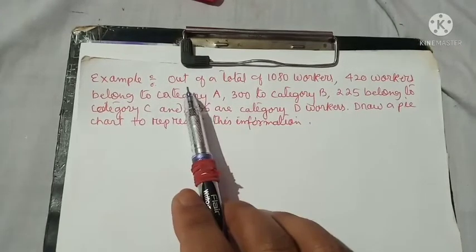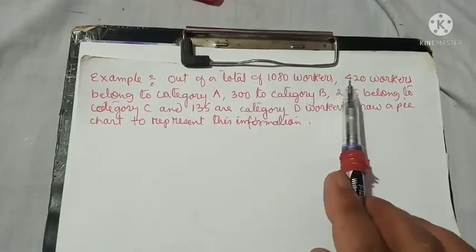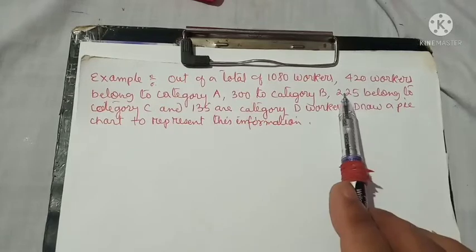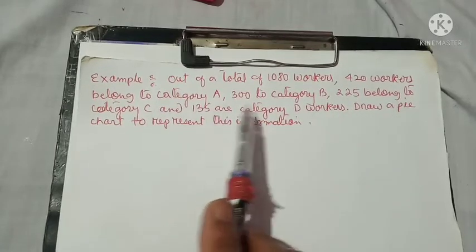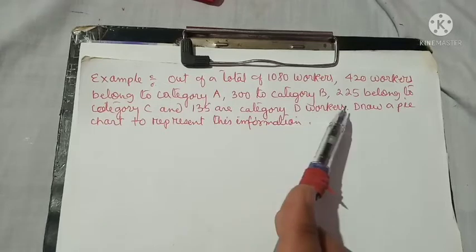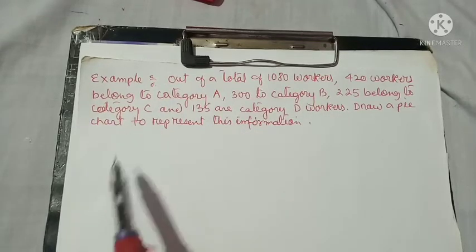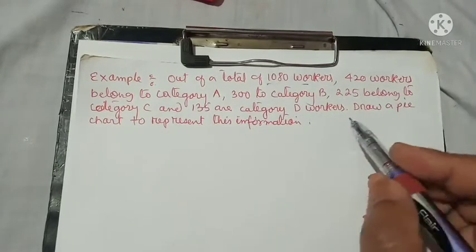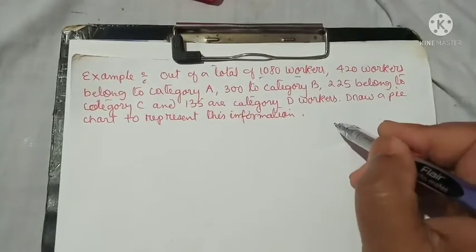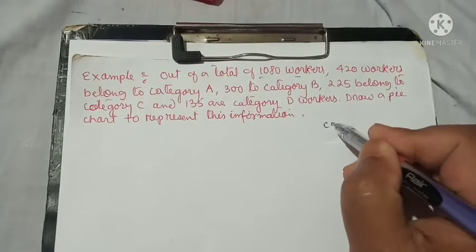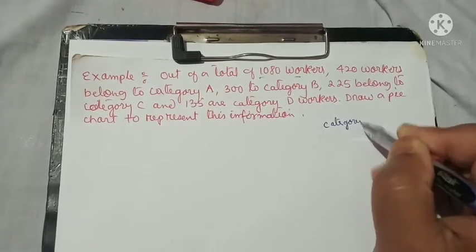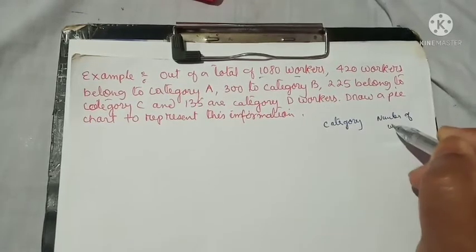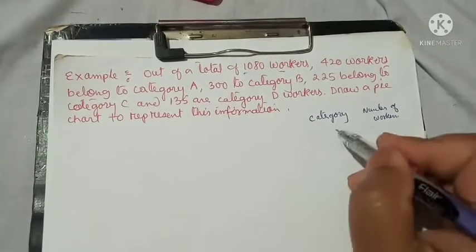This is an example. Out of a total of 1080 workers, 420 workers belong to category A, 300 to category B, 225 belong to category C, and 135 belong to category D. Draw a pie chart to represent this information. This is the total workers, so we can prepare one small table here with category and number of workers.